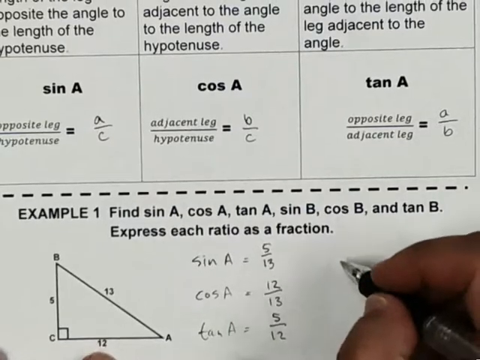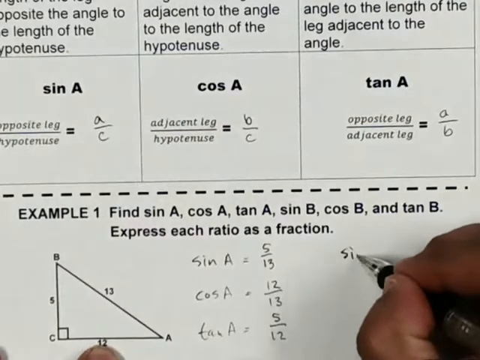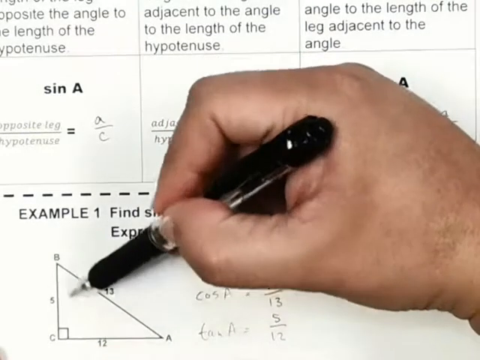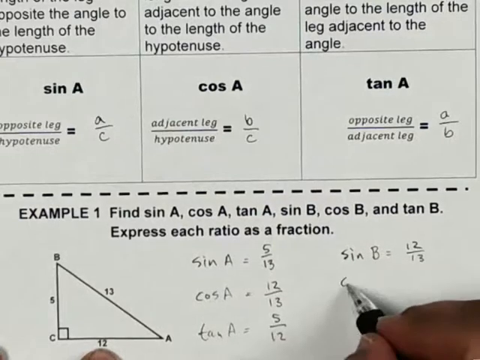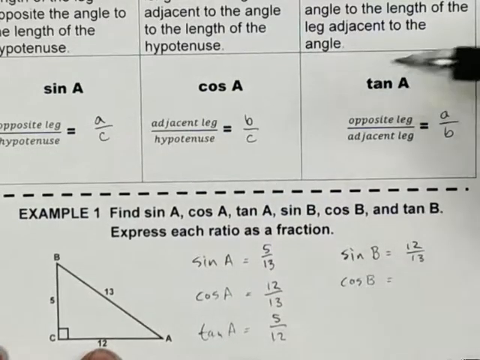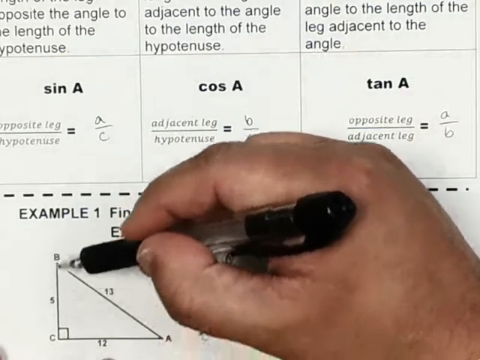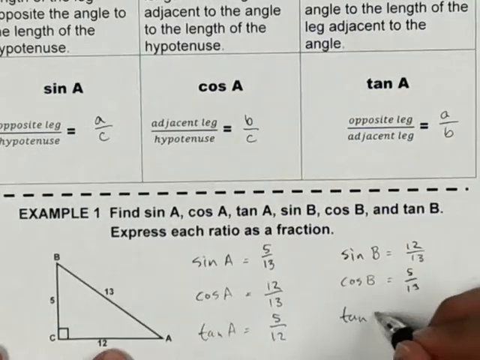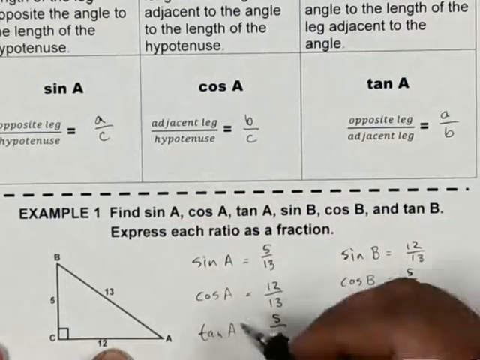Now if I switch this over and we look at using B as our reference angle, we have sine of B. That's going to change things because now what's opposite of angle B is the 12. So for sine, that's going to be 12 over 13. Cosine of B is adjacent over hypotenuse. At B, the leg that's next to that is 5, and the hypotenuse is still 13. Then tangent is opposite over adjacent. At B, across from B is 12, and adjacent is 5.